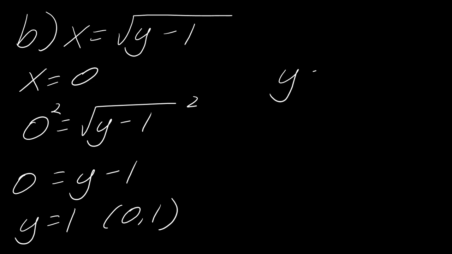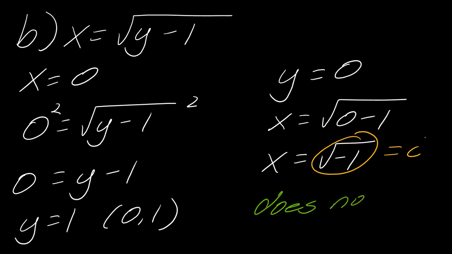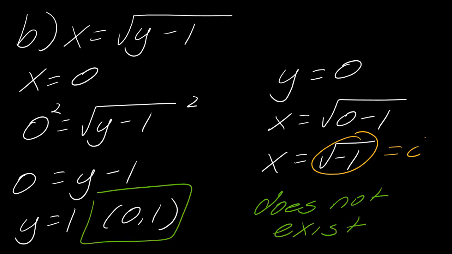Now for my second intercept, here's something kind of interesting. I'm going to set y equal to 0. I get x equals the square root of 0 minus 1. And now, uh-oh, okay, so this would technically be equal to i. But we can't graph i, so the x-intercept does not exist. So when this happens, we just say it does not exist. So we just have one intercept, (0, 1). And that's a thing that can happen. So you just have to, again, rely on all the math knowledge that you have to figure out how you're supposed to approach some of these.